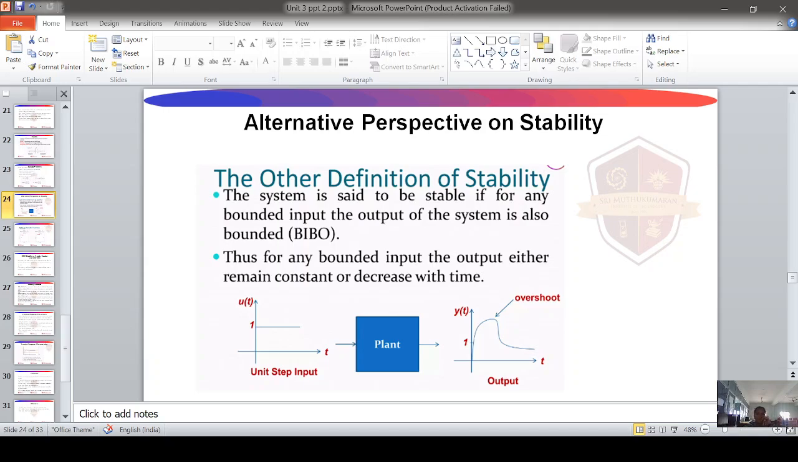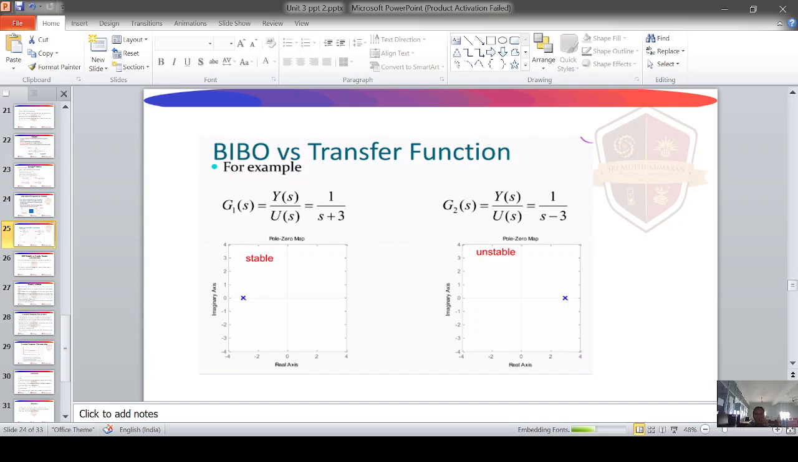Alternative perspective on stability. The system is said to be stable if, for any bounded input, the output of the system is also bounded. Thus, for any bounded input, the output either remains constant or decreases with time. So, bounded input, bounded output versus transfer function. For example, G1 of s is equal to 1 divided by s plus 3. For this transfer function, we have to draw the pole-zero map diagram. The pole is placed in the left half of the S-plane, so the system is stable.